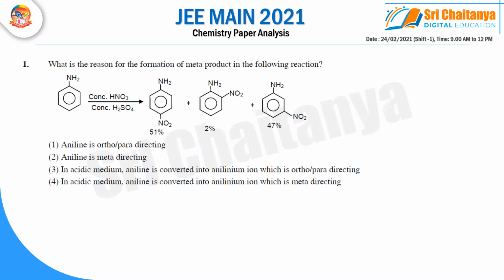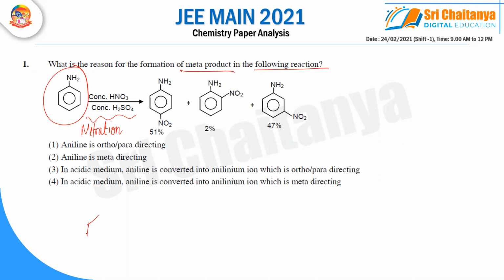So question number one, what is the reason for formation of meta product of the following reaction? So now we have an aniline here as a substrate, and we see the reagents. These reagents point us to nitration, right? But then why do we have a meta product in spite of the fact that there is a lone pair on the top of the nitrogen atom?